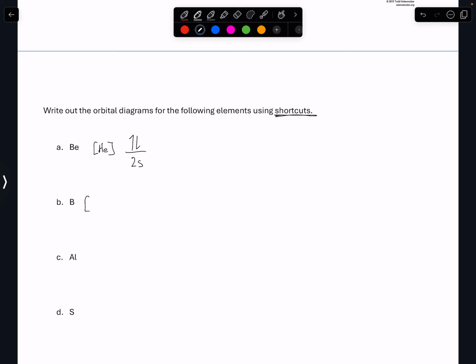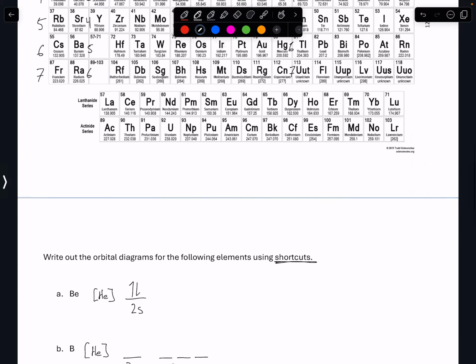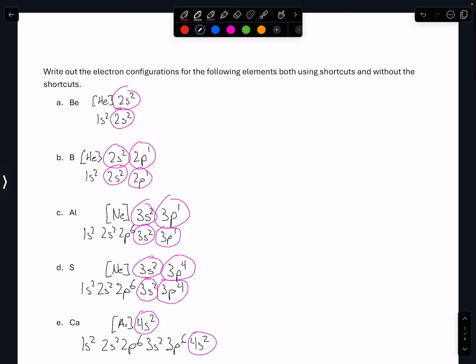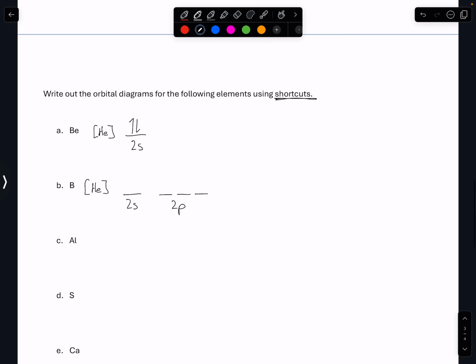For boron, same shortcut, helium. And then this is also going to be a 2s2. Then we have to write out all 3 of these orbitals. It's going to be 2p. Now, how many are in the 2p? Let's go up and look at our electron configuration. There's 2s2, 2p1. So there's only 1 electron in the p orbital. Coming back down, that's 1, 2, and then 1 electron in the p orbital.